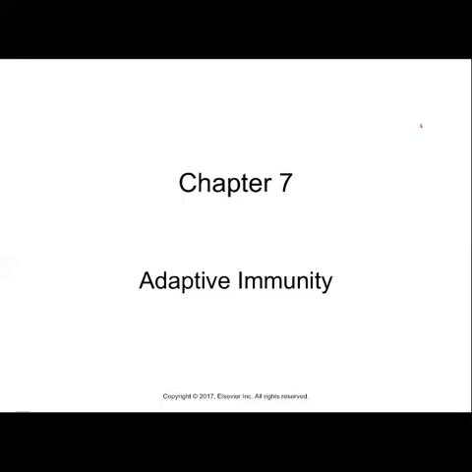All right, so now we're going to move on to Chapter 7 and talk about the other branch of the immune system referred to as adaptive immunity. And so remember from Chapter 6, the first branch we talked about was the innate immune system. So we're going to talk about there are a few similarities, but there are a lot of striking differences really between the two immune systems.